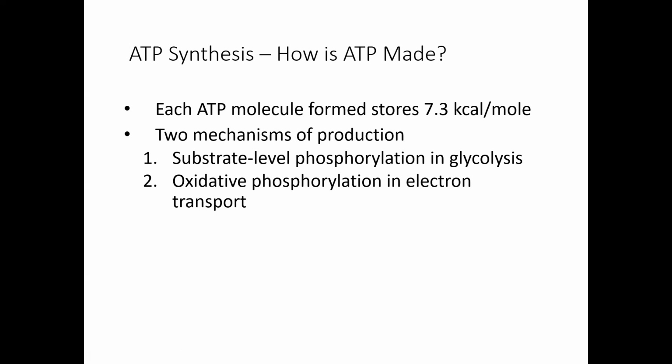Now, every ATP molecule will last for about 7 seconds. And then we have to make another one. We can't store ATP. We keep making it, and each one will last for about 7 seconds. Each ATP molecule contains about 7.3 kilocalories of energy. So for 7 seconds, we've got that energy. Then we have to make more, and keep making more. Now there's 2 ways to make ATP. What is called substrate level phosphorylation, and that only occurs in glycolysis.